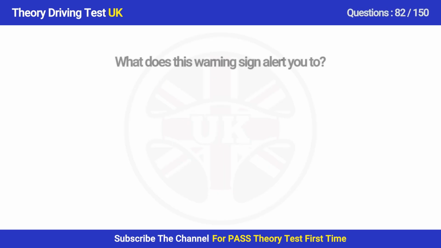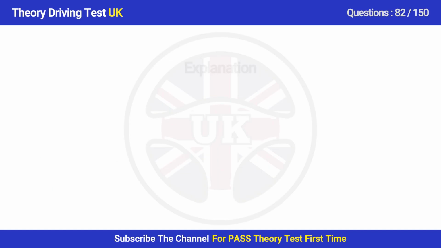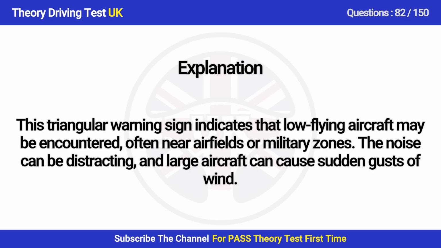Question 82. What does this warning sign alert you to? A. Low-flying aircraft. B. Airport ahead. C. Windy conditions. D. Air traffic control. Answer is A. Low-flying aircraft. This triangular warning sign indicates that low-flying aircraft may be encountered, often near airfields or military zones. The noise can be distracting, and large aircraft can cause sudden gusts of wind.